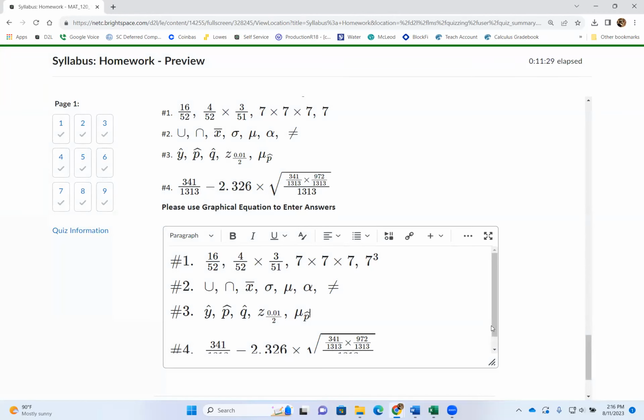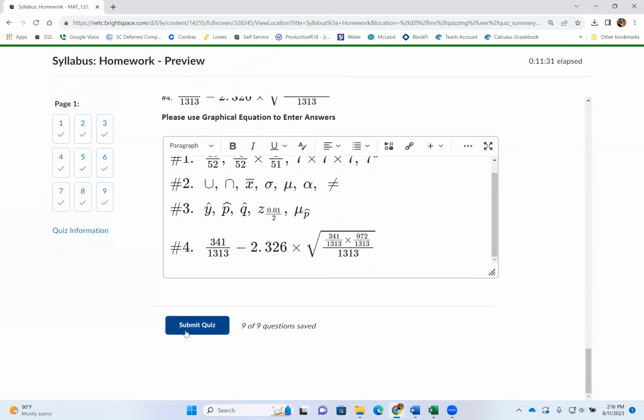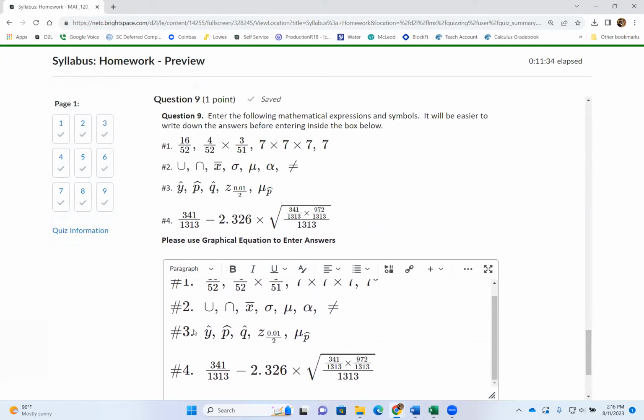All right, here we go. When you're ready to submit your syllabus homework, and then you can actually do the second activity for the welcome week, which is introduce yourself to the class.